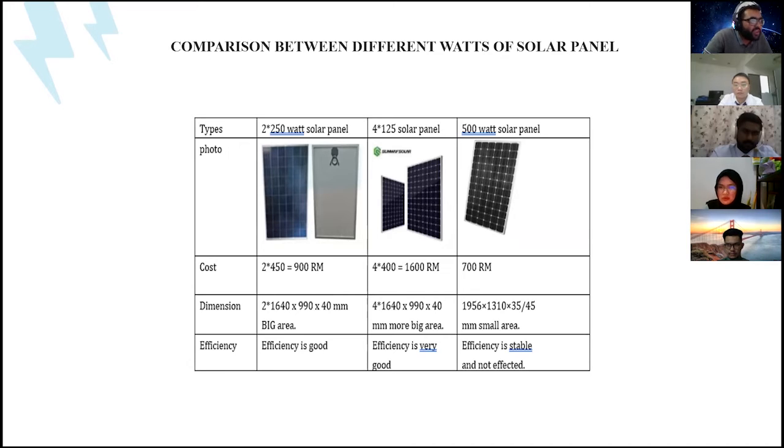The efficiency is also good, no problem. But with the 500 watt solar panel, when we use just one, it will cost us 700 ringgit, and it will have a small area. There will be no problem with the area, and the efficiency is good and stable, and it's not affected so much, because when there is a big area, there are a lot of factors that can affect the whole system.